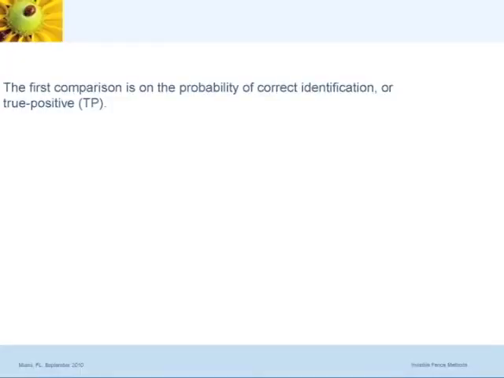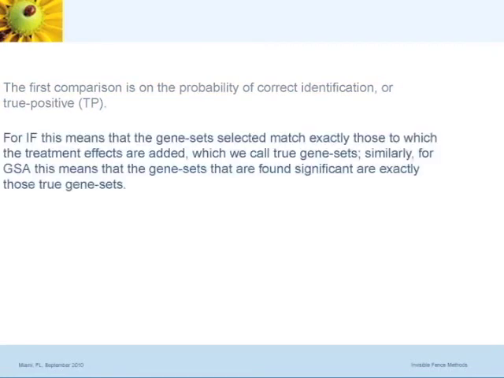Okay, now here's the first set of comparisons. It is on the probability of correct identification of true positive. What it means is that you identify exactly those gene sets that are differentially expressed, no more and no less. So that's called true positive.